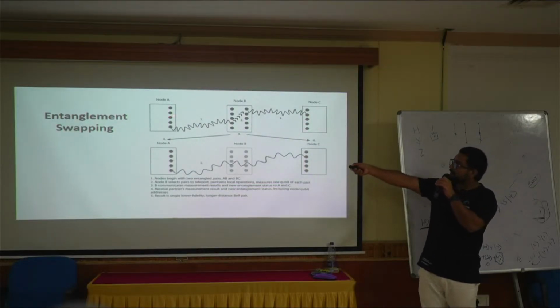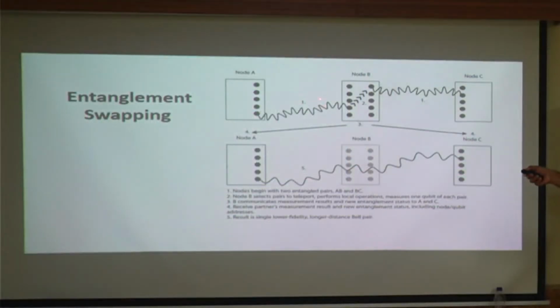So here let's say 1 kilometer distance and here 1 more kilometer. So now you got an entanglement of 2 kilometers. Earlier you had 2 entanglements of 1 kilometer, now you got 1 entanglement of 2 kilometers. Imagine this is 100 kilometers, you will get 200 kilometers.